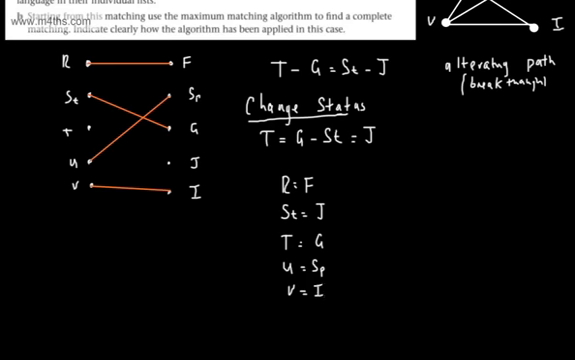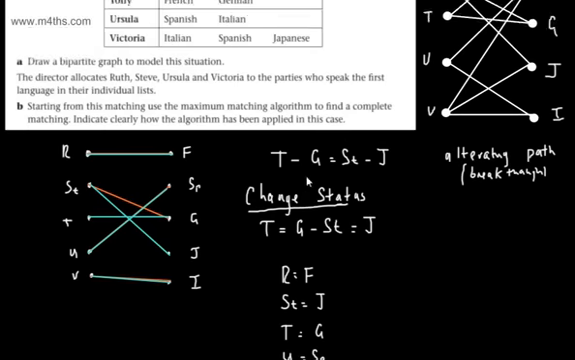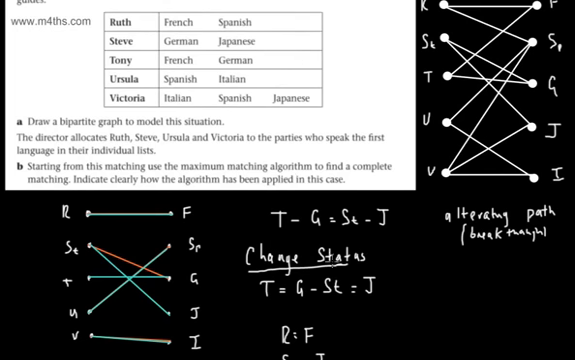So if I wanted to draw this now, I'm just going to go over the top of this. We can see now that we've got R to F, we've got Steve to Japanese, we've got Tony now to German, we've still got Ursula to Spanish, and we've got Victoria to Italian. That is a maximum matching. That really worked out quite nicely, and very rarely will you get a case that's as straightforward.